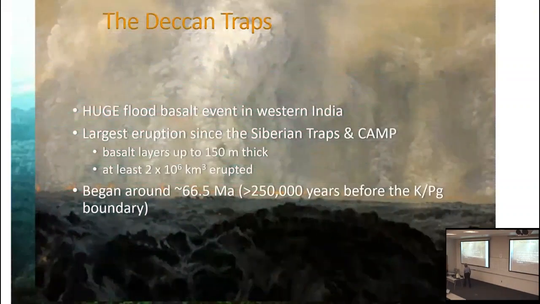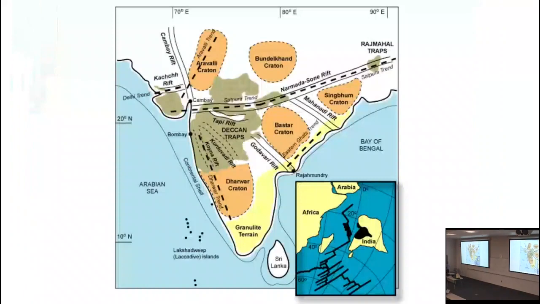So here's a typical day in western India in the end of the Cretaceous. So this map shows some of the extent. The olive color represents the preserved part of the Deccan Traps.